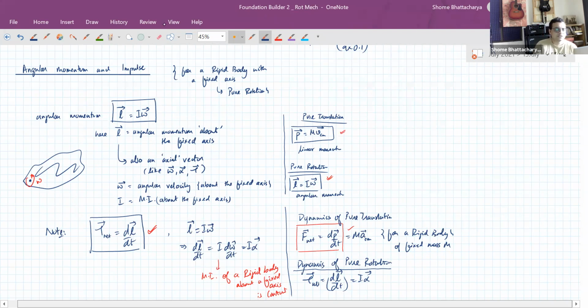So just make a note of this, then we will look at applications of this. We'll also discuss the concept of angular impulse. This was the concept of angular momentum. Now we'll discuss the concept of angular impulse, and then we'll see how to connect them in application examples.